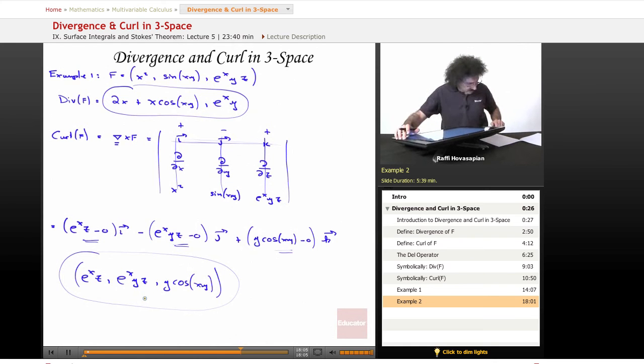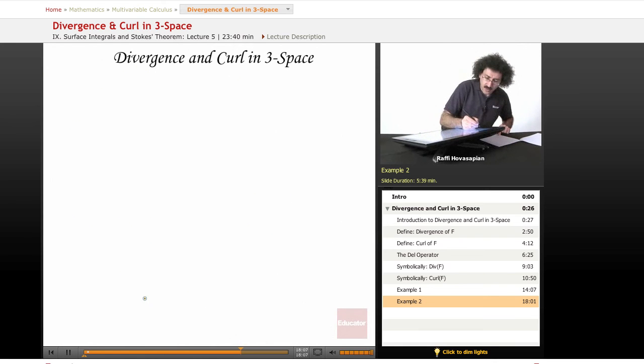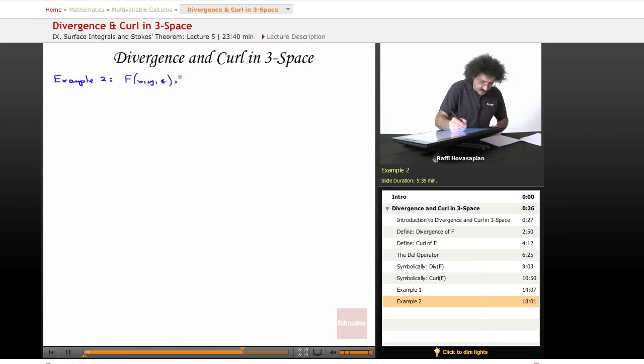Okay, let's do another example. Example 2. F of x, y, and z is equal to x squared yz, x y cubed z, and x y z to the fourth.